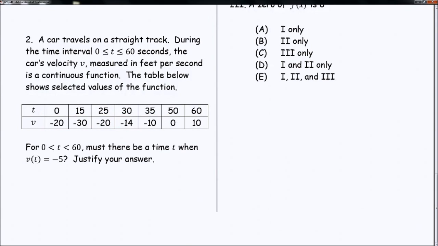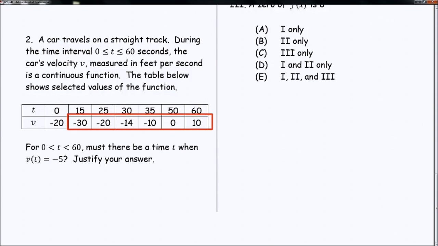It's always positive. And so if you notice, initially with my values, my velocity is decreasing. So I must be going further to the left. And then somewhere around 15 seconds, I must turn around, because then my velocity is increasing, and it keeps on increasing all the way throughout the interval. And so what they want us to show is, for values from 0 to 60, must there be a time t where v of t is equal to negative 5.